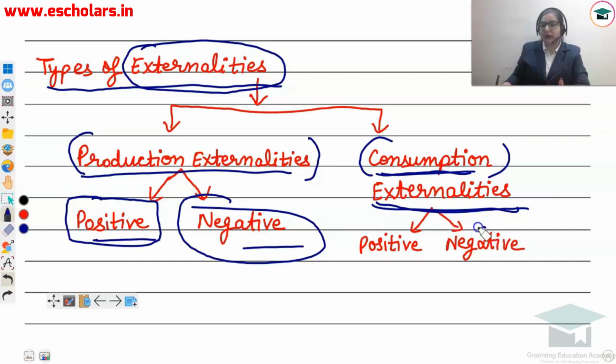Let's talk about the negative consumption externalities now. The person who is doing the smoking will affect the other persons nearby, right? Basically, the other persons would be the passive smokers in this case and would get the adverse health ill effects. So this is all about the types of externalities.